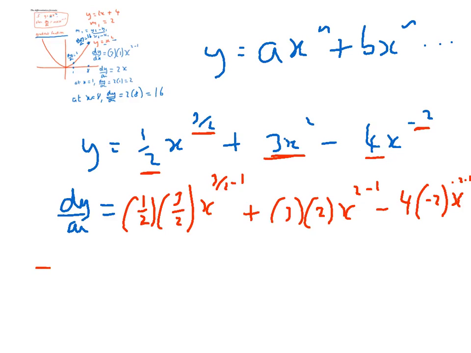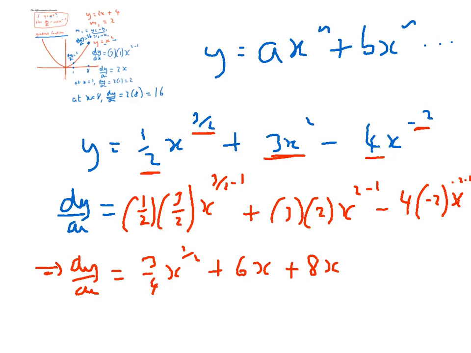Okay, so if I simplify this up, I get dy over dx equals 3 over 4 x to the power of 3 over 2 minus 1, which is a half, plus 6x, 2 minus 1 is just 1, minus 4 times minus 2 is plus 8x to the minus 2 minus 1, so that's minus 3. So there we go, there's a little example of how we differentiate.